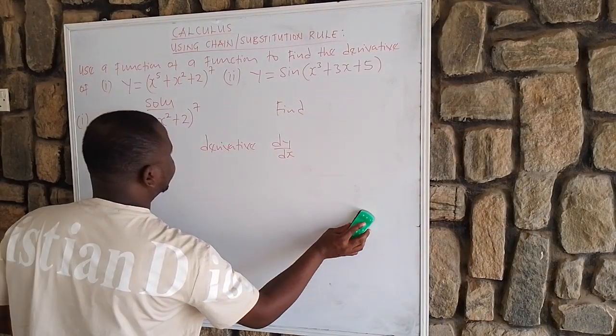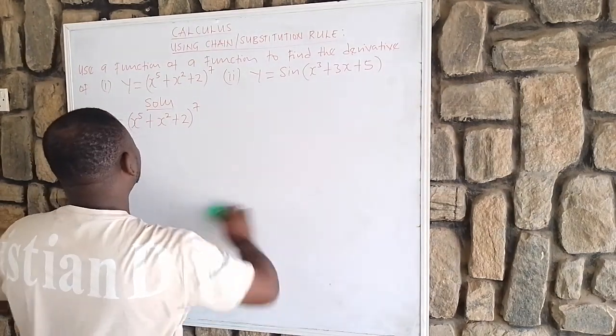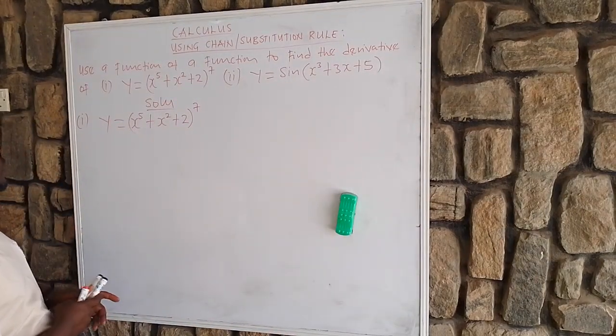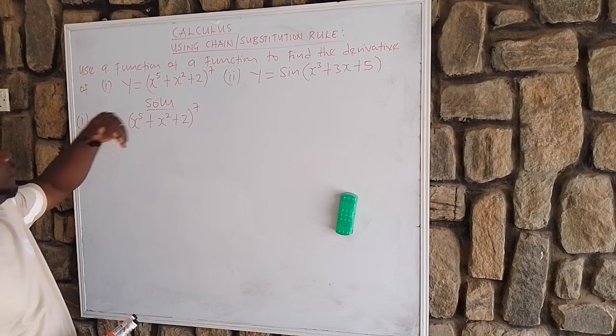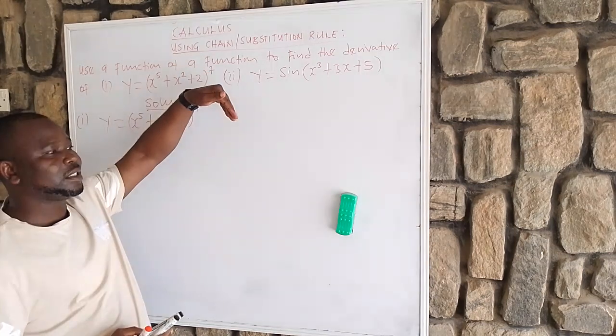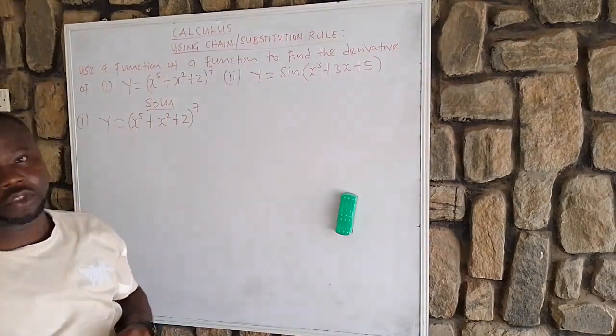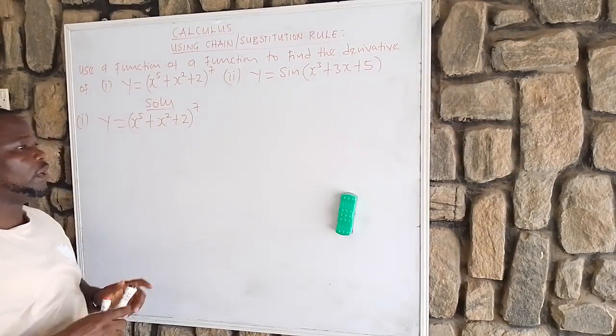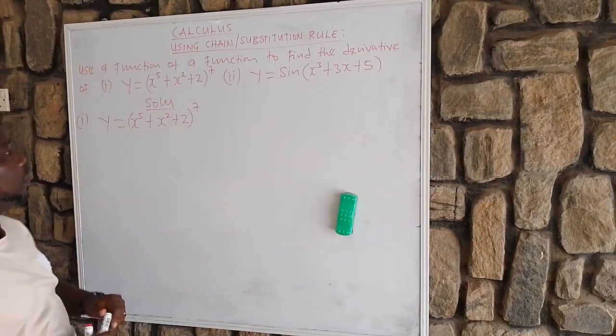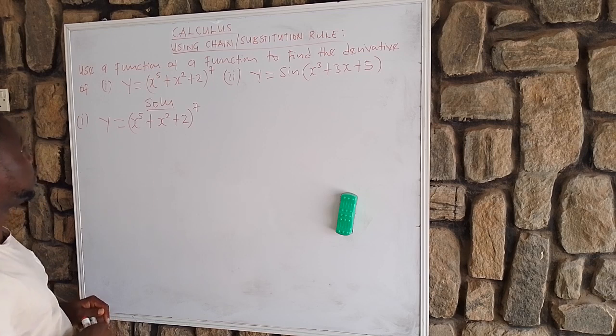Okay, so now they said that we should use function of a function. Function of a function is the same thing as chain rule substitution. Please take note: whenever you are asked to use function of a function, it's the same thing as chain rule. So please don't forget.